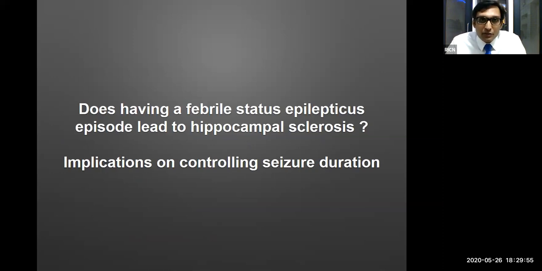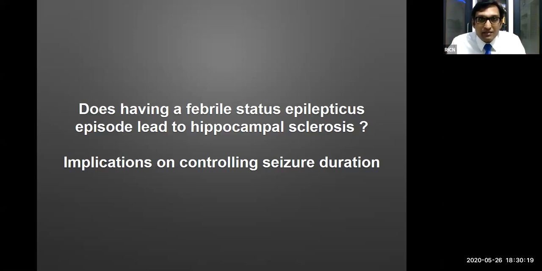Sticking to the first point, controlling seizures. Why is it important to control the seizure? So like any other seizure disorder, and especially I focused on this question, does having a febrile status epilepticus, so that's a prolonged febrile seizure episode, lead to hippocampal sclerosis? And eventually this hippocampal sclerosis leading to epilepsy.